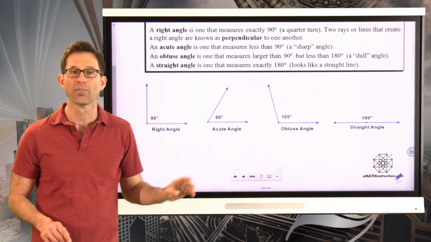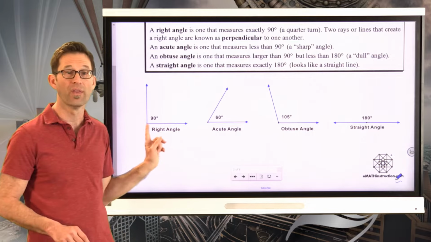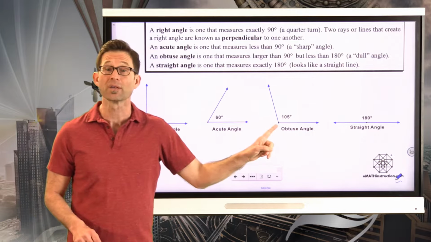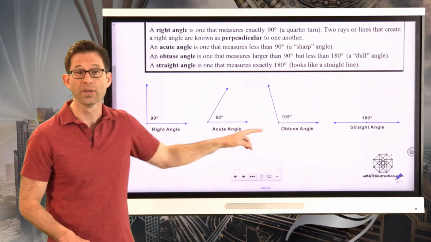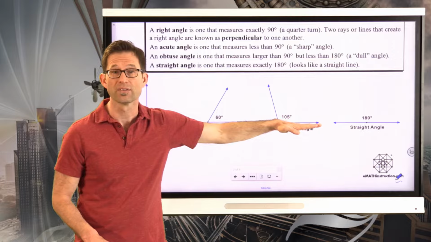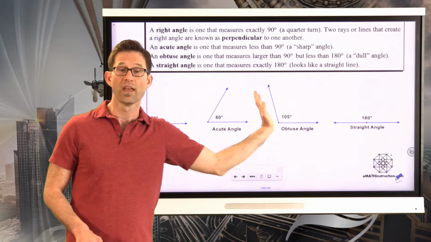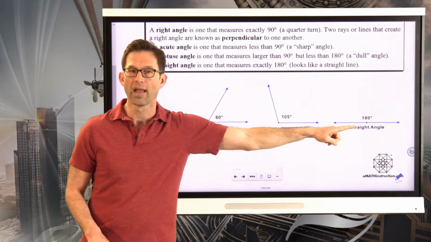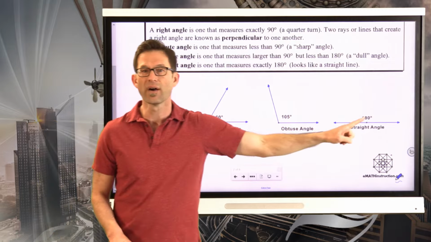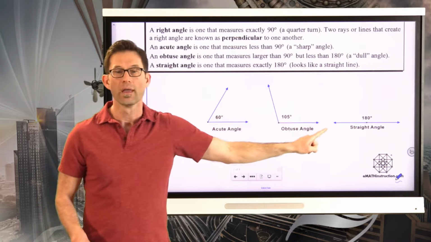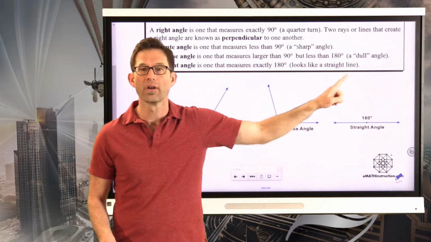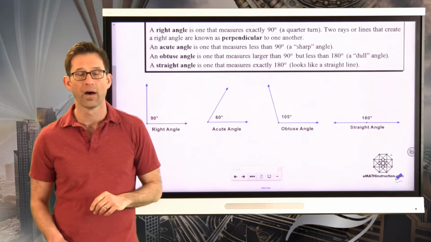If I had a knife or something, I'd want this to be the tip more than this, and certainly more than this. This is an obtuse angle, right? This one measures 105 degrees, more than the 90 degrees, right? It would take us farther to rotate that. And finally, a straight angle, right? And again, the idea is if I took this ray and rotated it over, it would take a half turn, or 180 degrees, for it to lie on top of that one.